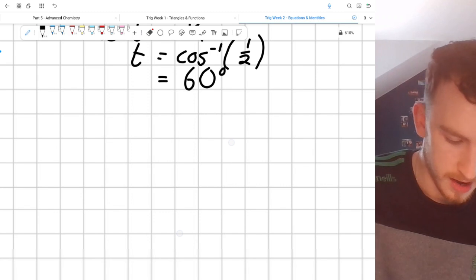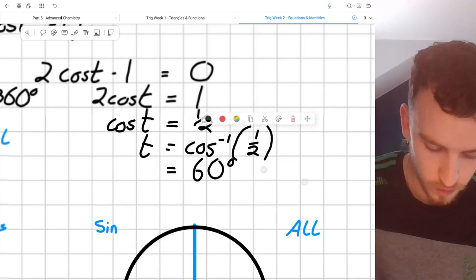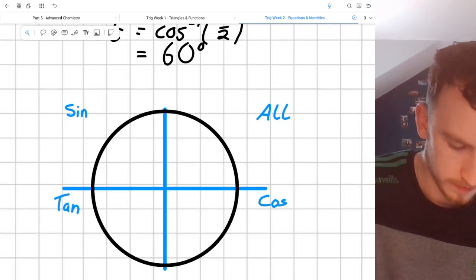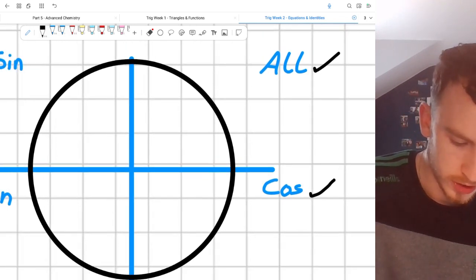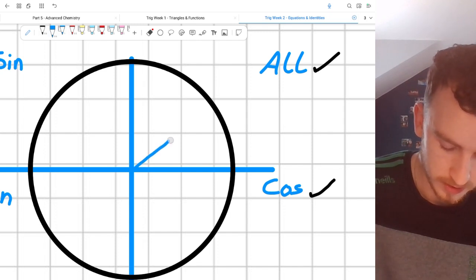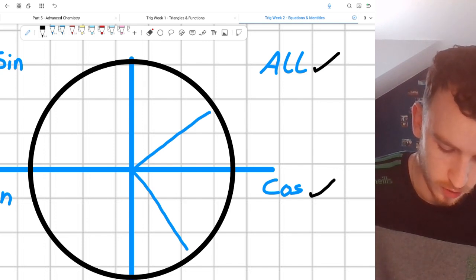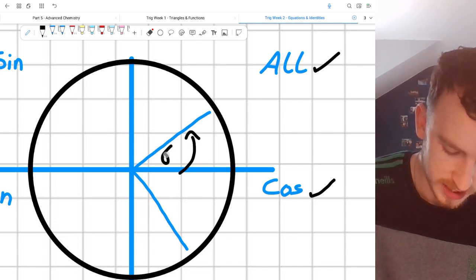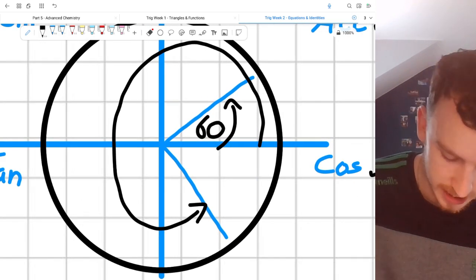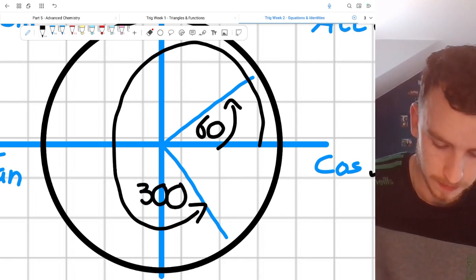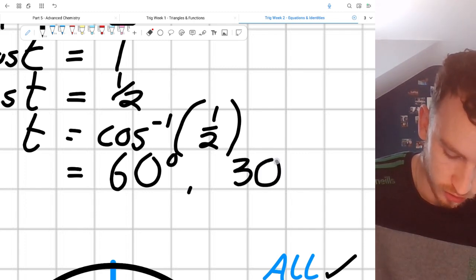So if we put that into our CAST diagram, we have a cosine function that is positive. So that's going to be here and here. So we're going to have 60 degrees here and 60 degrees here. So our answers then are going to be this angle here, which is 60, and we're going to have this angle here, which is 360 minus 60, which is 300. So your solutions here are 60 and 300 degrees.